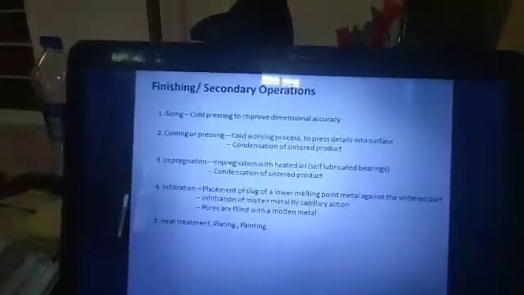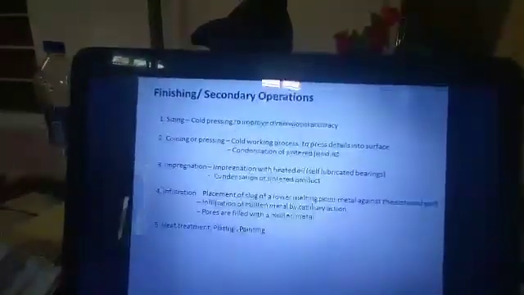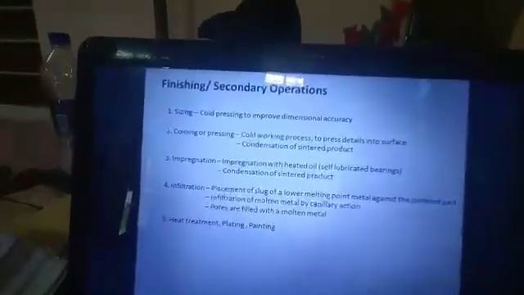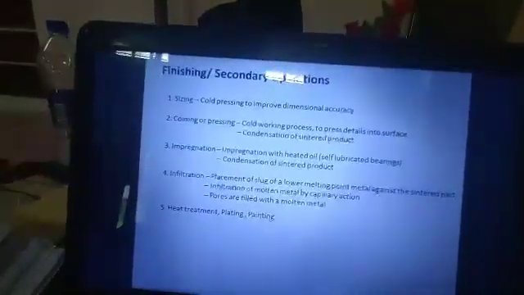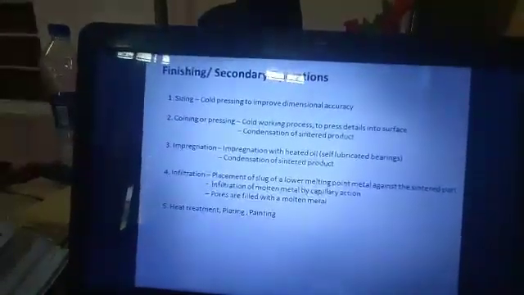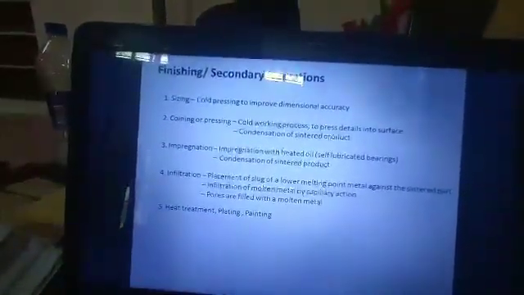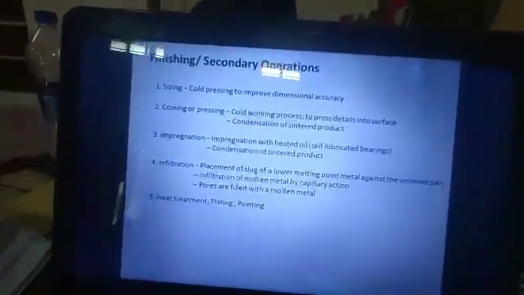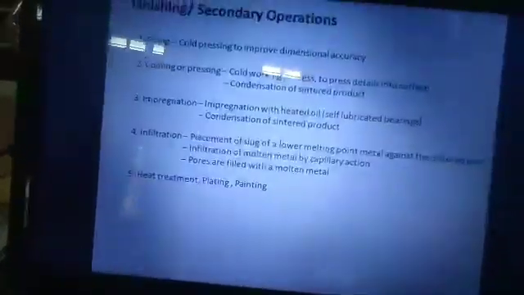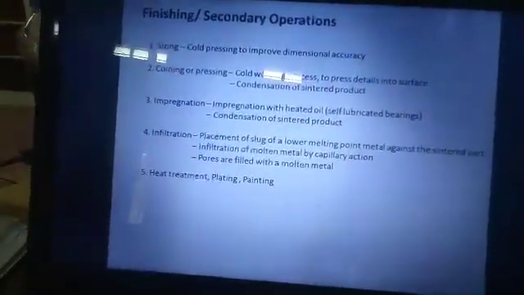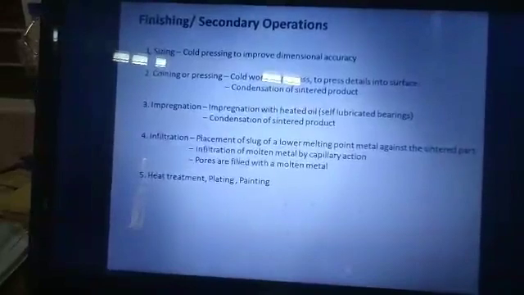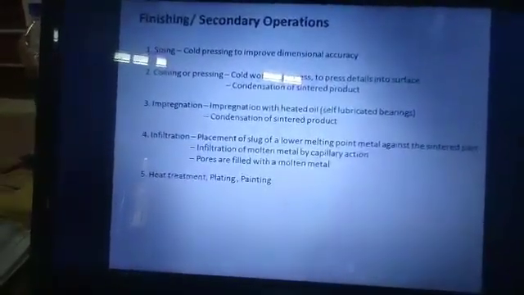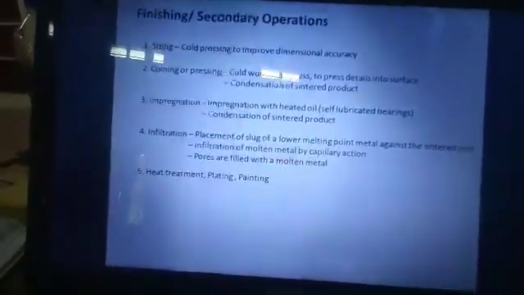Then the finishing and secondary operations, which are sizing, a cold pressing process to improve dimensional accuracy. Then coining or pressing, which is a cold working process. Impregnation is a process where the part is impregnated, for example self lubricated bearings. Infiltration is the placement of a slug of lower melting metal against the sintered part. The last ones are heat treatment, plating and painting.